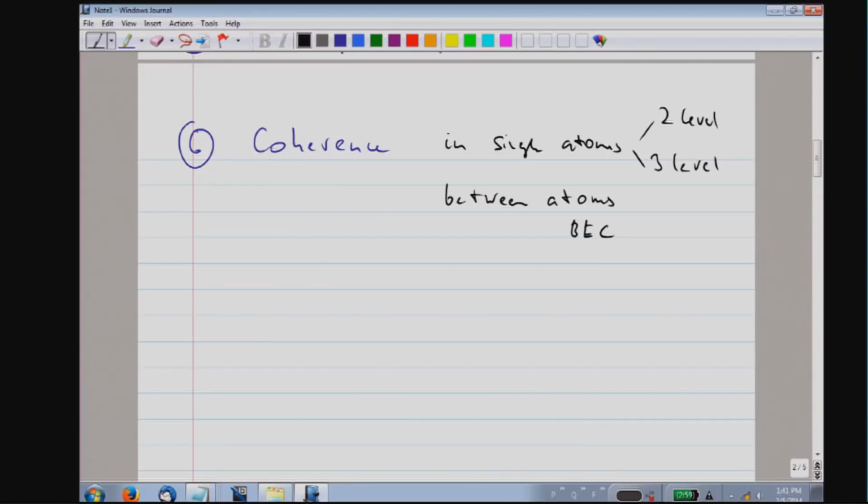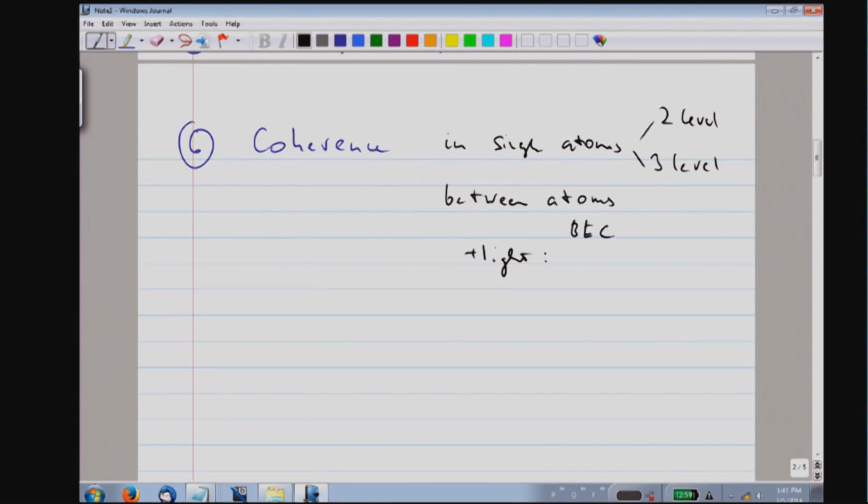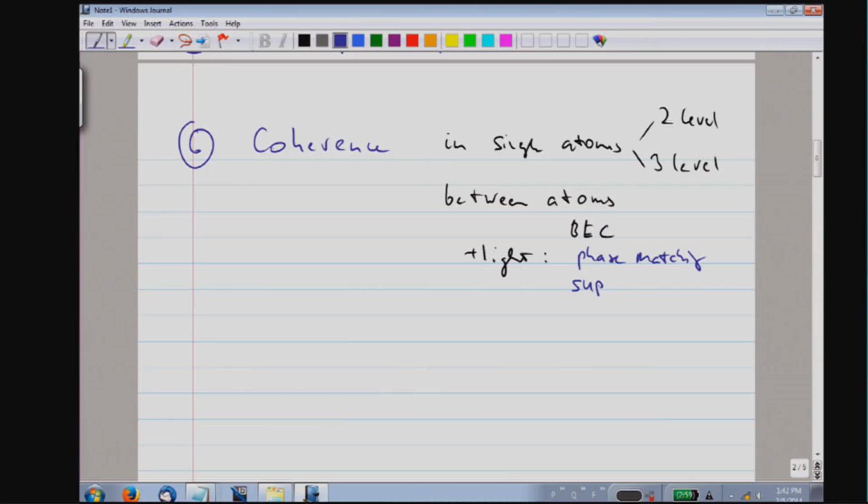And this coherence between many atoms in the interaction with light, I just give you the buzzwords, is responsible for the process of phase matching. When you have a crystal and frequency double laser light, you want all the atoms to interact coherently. And it is also important for the phenomenon of superradiance.